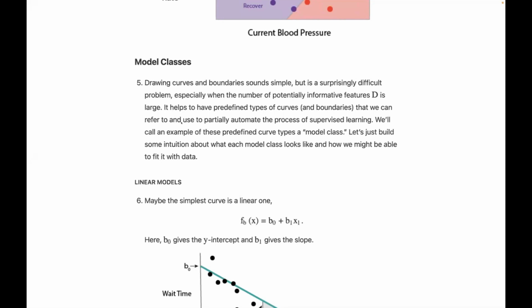Right? So the way a lot of these techniques work is you define a model. A model is a collection of these different curves or boundaries for classification. And you're trying to figure out which among that large class of curves is really good for the specific task.